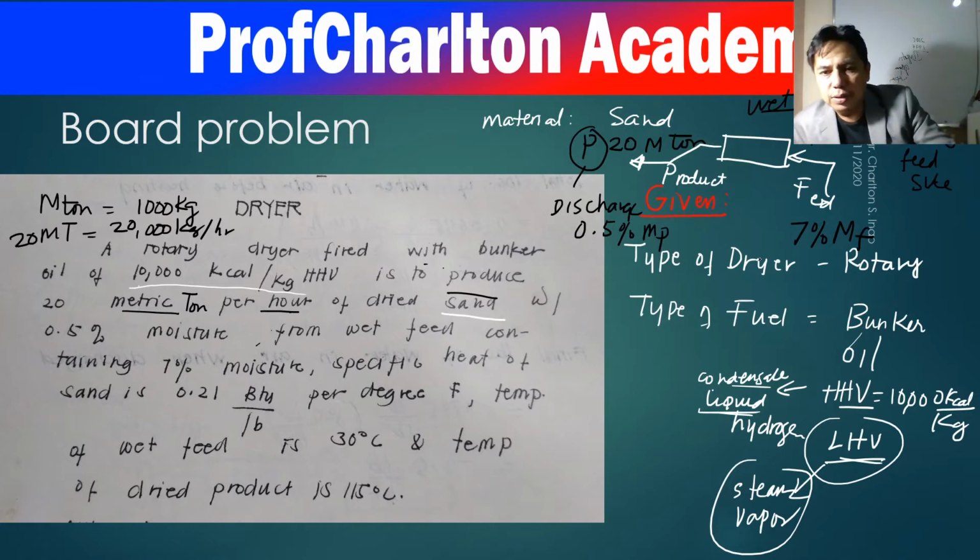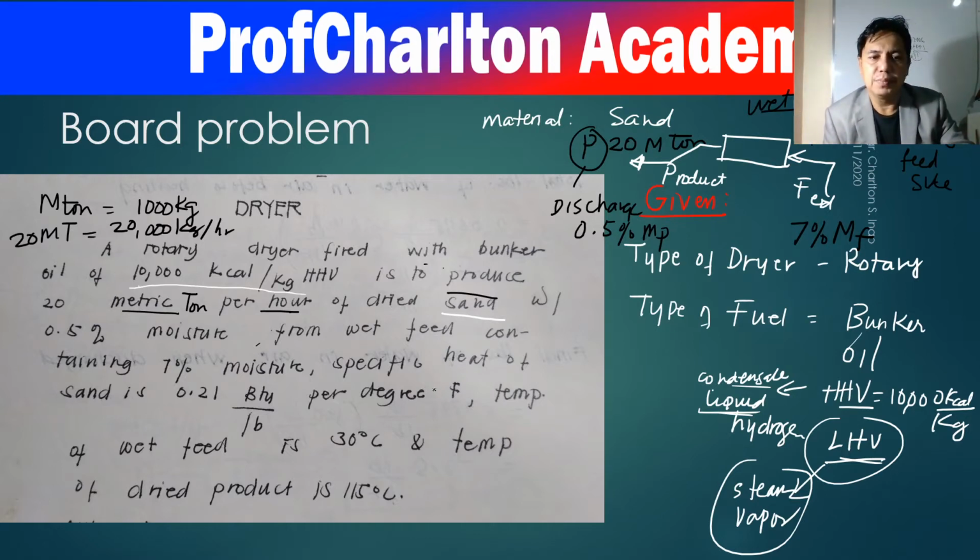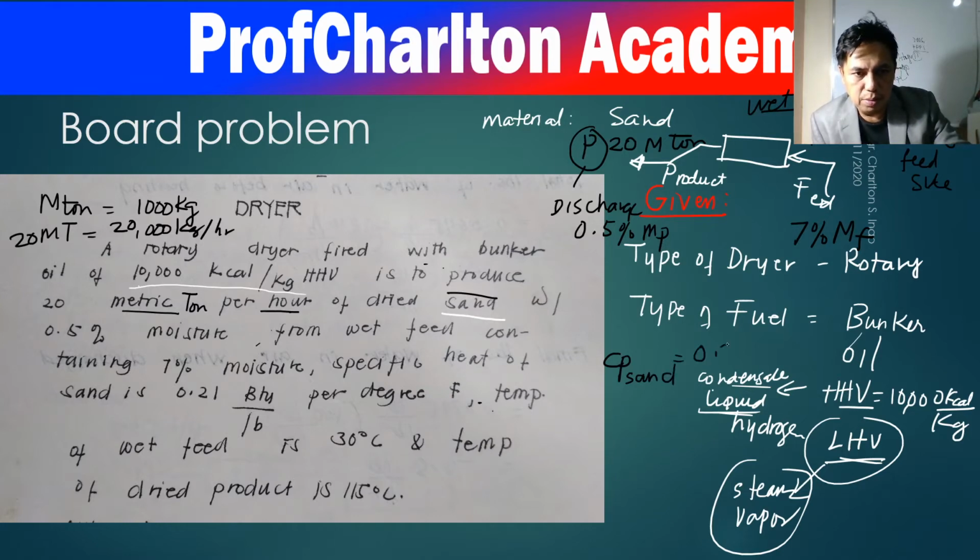Now we continue. Then it says the specific heat of sand is 0.21 BTU per pound. So it says the specific heat of sand. Yeah, so meaning, let me put it here, Cp of sand is 0.21 BTU per pound per degree Fahrenheit.